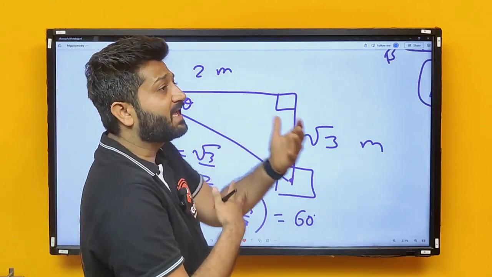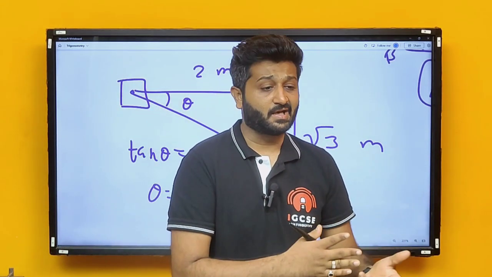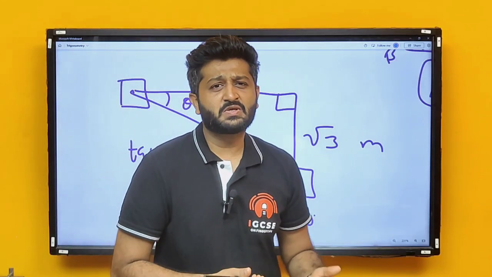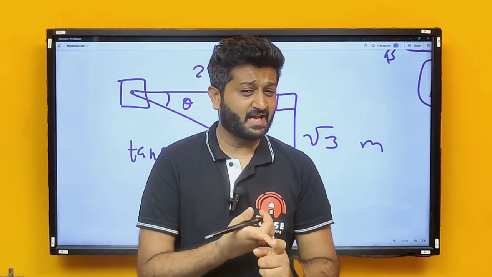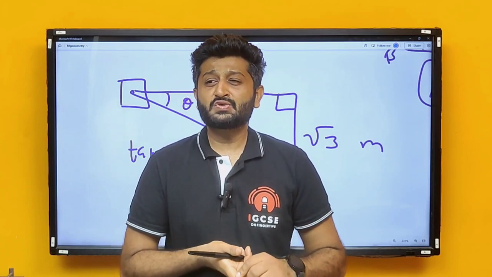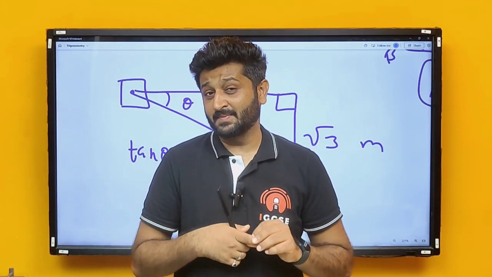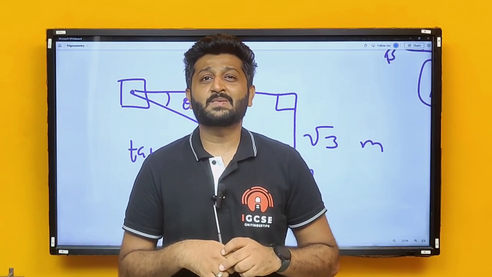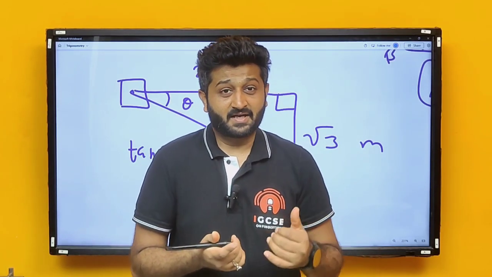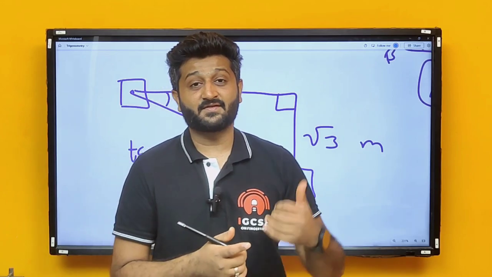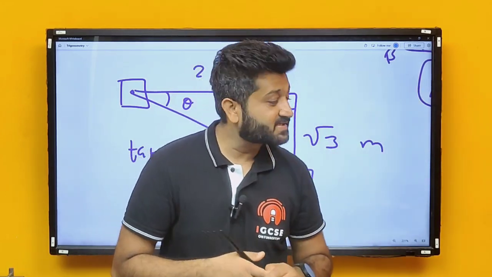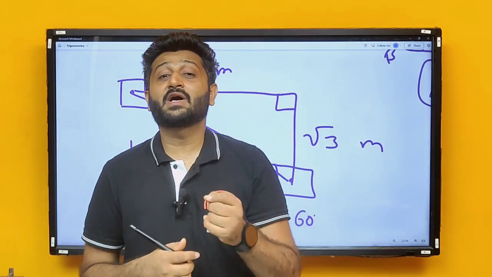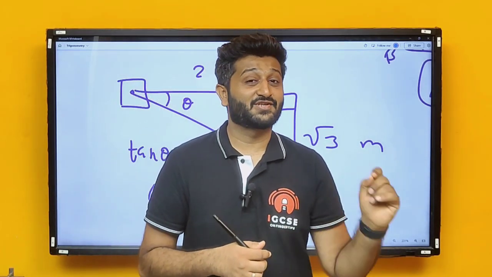Now see, these are a few of the applications of sine, cos and tan. As you would have observed, I have repeatedly used two angles: I have used 30 degrees and 60 degrees. So sir, do I need to remember these values of 30 and 60 degrees? If you had asked me last year, I would have said no. But if you are going to appear for your exams from 2025, then yes, you do need to remember those values. Why? Because from 2025, the syllabus has changed.